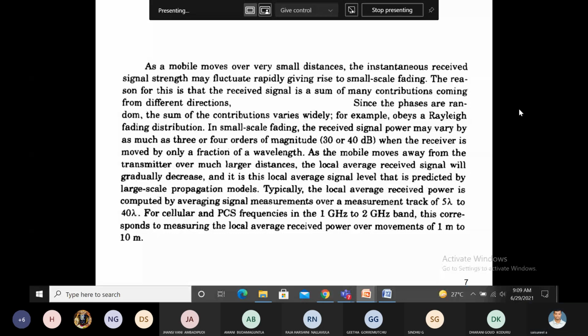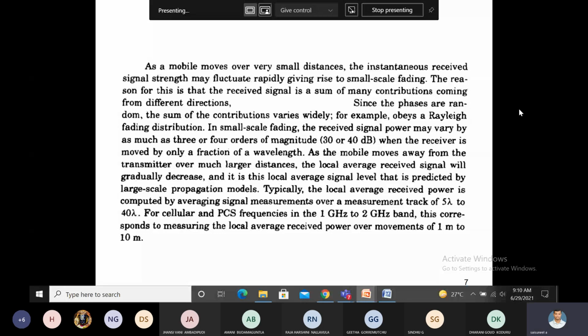Let us take an example. We have to calculate the received power computed by averaging signal measurements over measurements from 5 lambda to 40 lambda. Suppose we take the example of cellular and PCS frequencies, which operate in the 1 GHz to 2 GHz band.